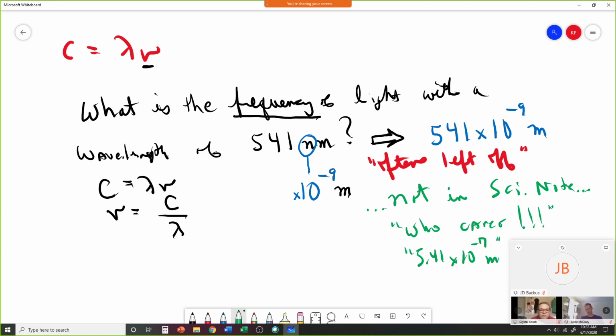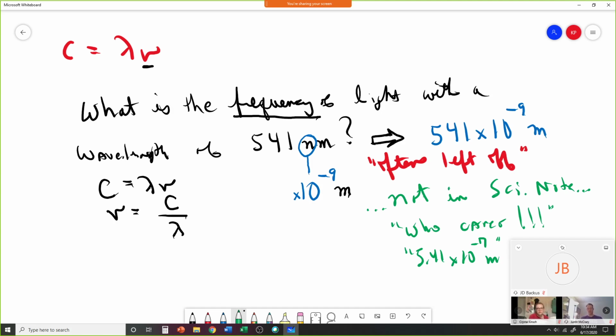If I put either one of those in the calculator, guess what? The calculator won't care. They're the same number. 5.41 times 10 to the minus 7th versus 541 times 10 to the minus 9th is the same number. It's just that you've moved the decimal point over 2 times. That's the difference between the two. And so when I do this on my calculator, I never put it in scientific notation. I just say it's 541 times 10 to the minus 9th.